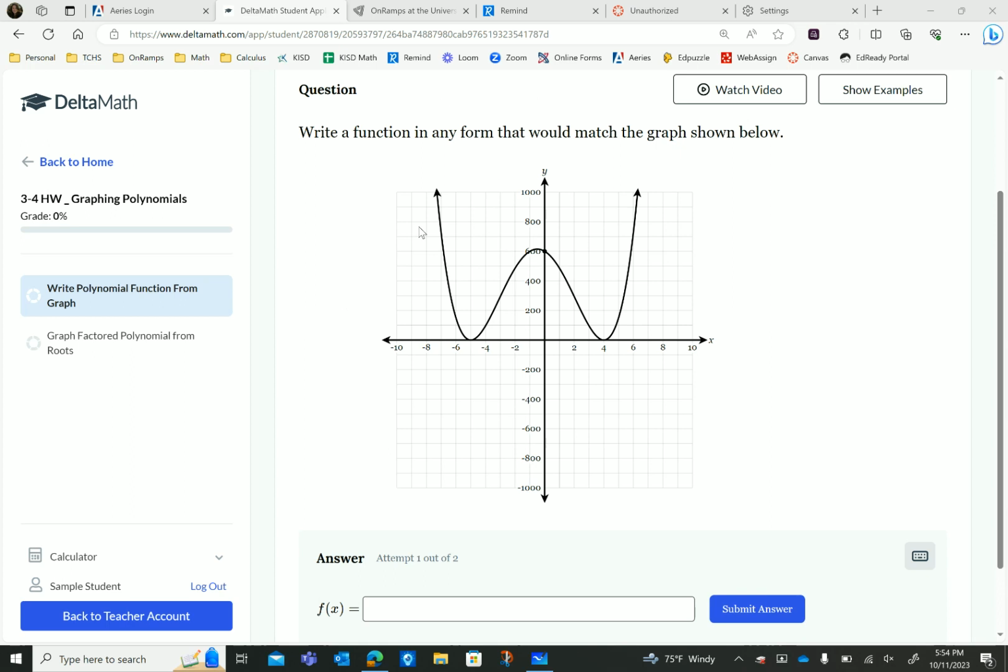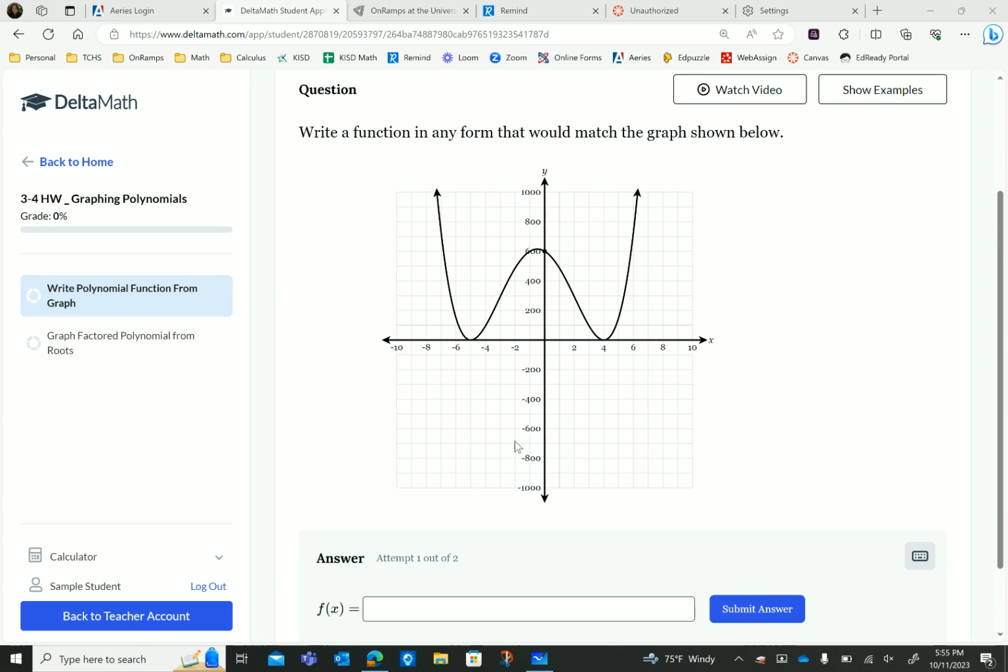So here is a given polynomial graph, and we are to write the function in any form that would match it. We see that the end behavior of this graph is that of an even function, because both arrows are pointing in the same direction. So we know that when we add the multiplicities of each of the factors of the x-intercepts, it should end up being an even degree.